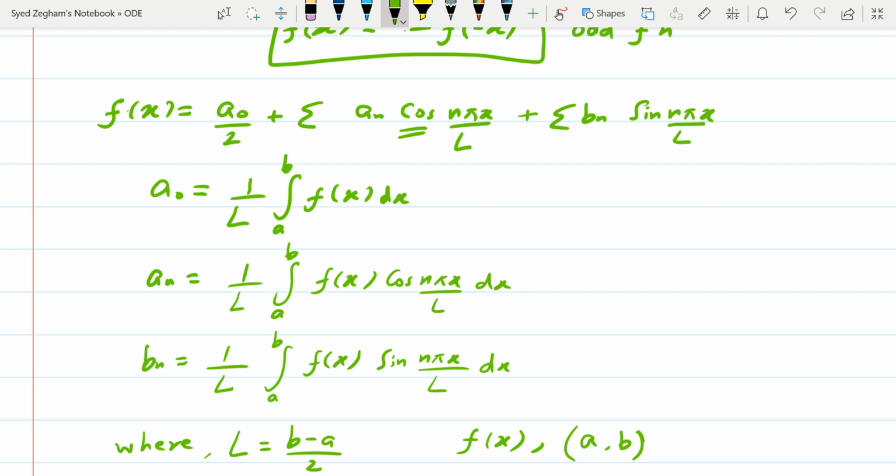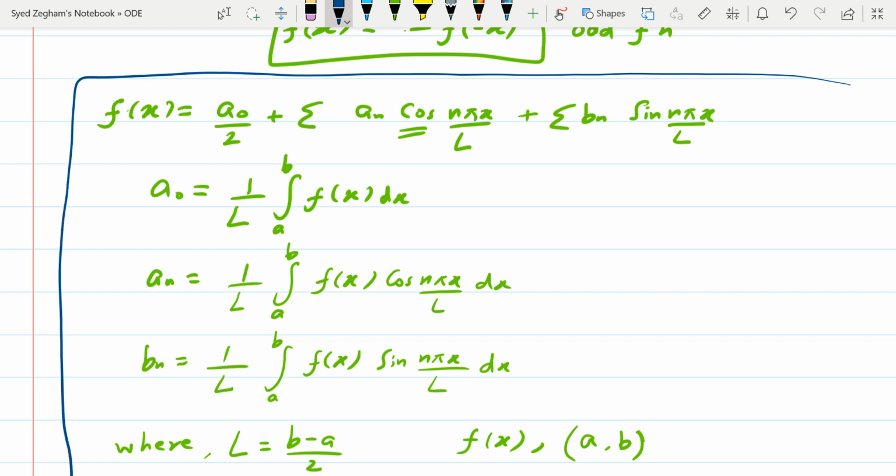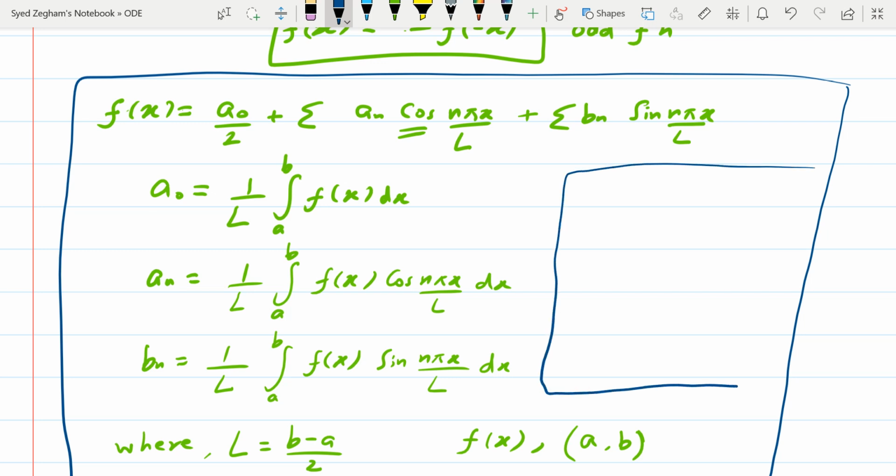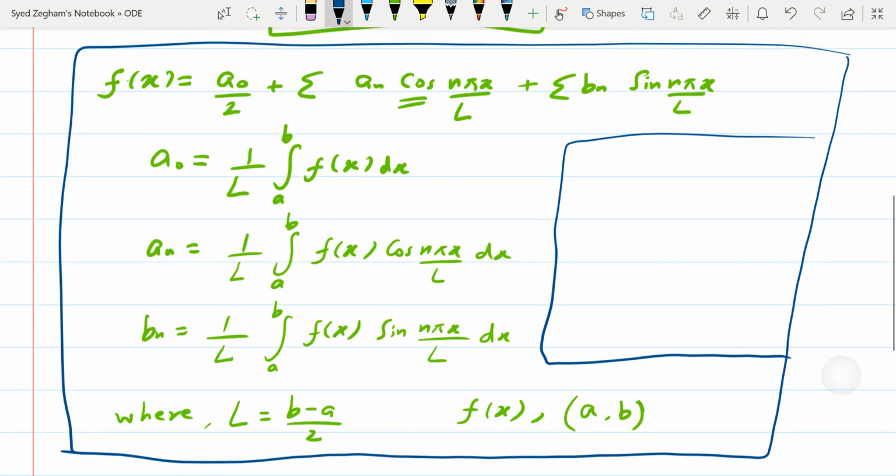So these are the formulas required for finding the Fourier series. Now what is special? What we are doing today, what is special in this? We are discussing even functions and odd functions. We are finding the Fourier series of even functions separately, and the Fourier series of odd functions separately.